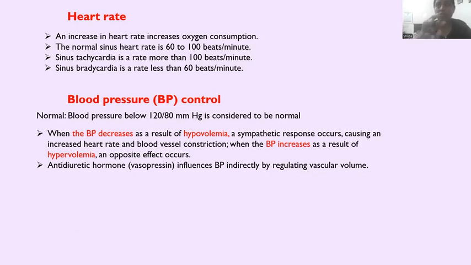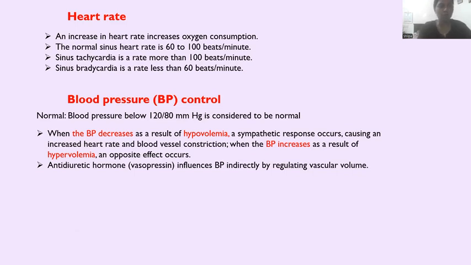Right atrium size is 2 to 3 mm. Right ventricle is 4 to 5 mm. Left atrium is 2 to 3 mm, and the left ventricle is 10 to 15 mm. Left ventricle size is high.